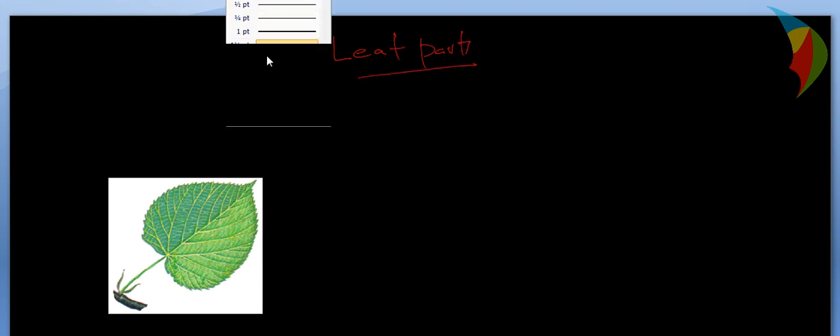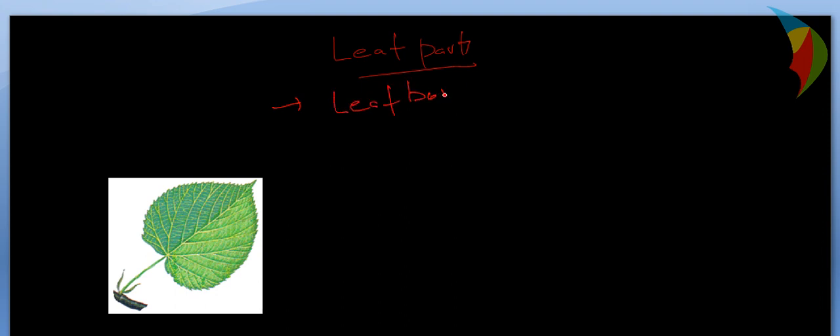Hello friends, today we'll discuss leaf parts and a brief about the features of the leaf. Now, a leaf is a flattened structure which arises from the node of a plant, and one of the main functions of the leaf is to conduct the photosynthesis process. So we can divide the leaf into three parts. First is the leaf base. The second part is the petiole, and third is the lamina.